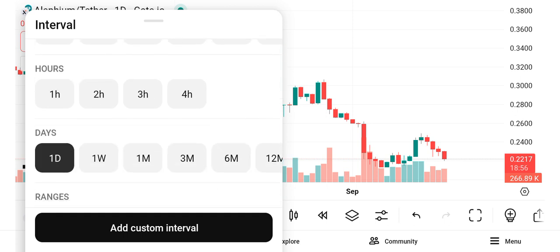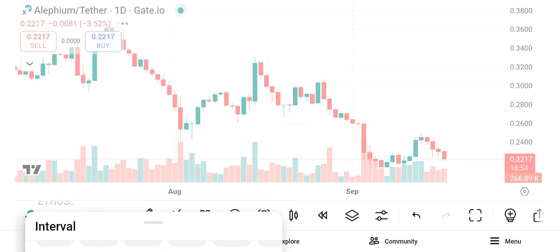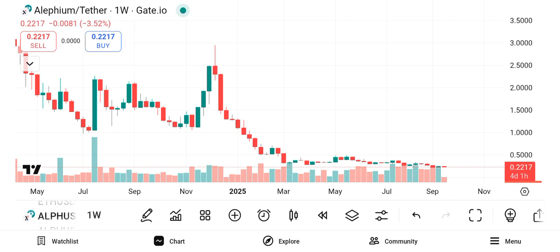Let's head to the weekly charts. From the weekly chart, every candle represents a week. We can see this shooting star that came here, a very powerful shooting star. That was around December 2024. We had a strong shooting star which symbolized a bearish sentiment.